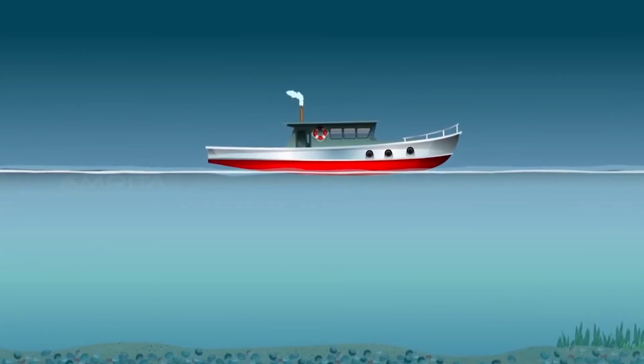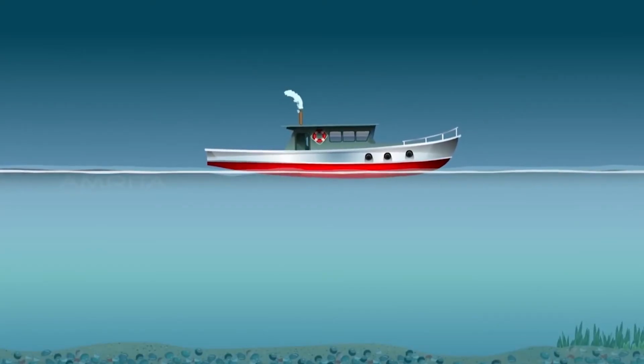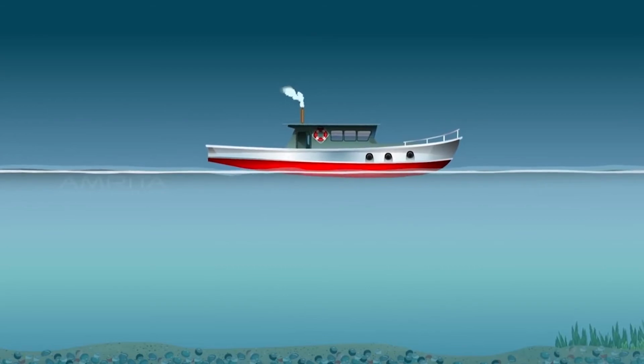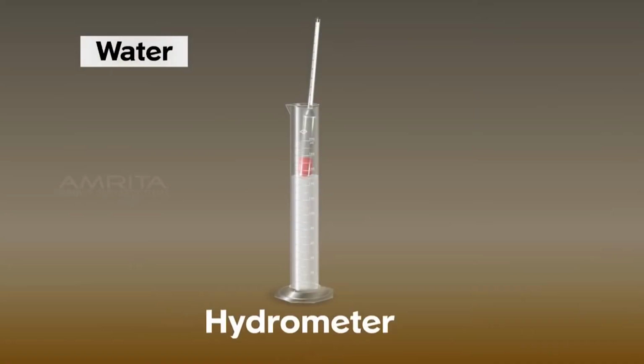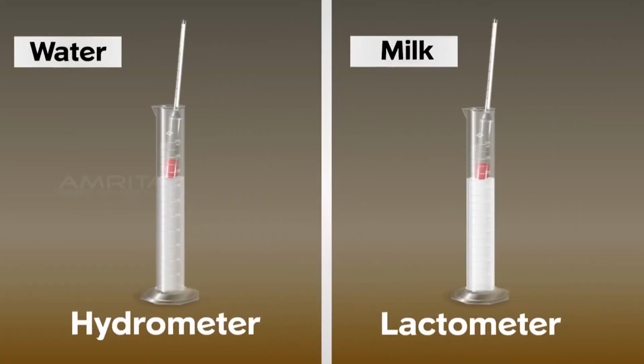Today, there are many things that work based on Archimedes' principle. A few examples include the design of ships and submarines. A hydrometer is used to find the specific gravity of a liquid, and a lactometer is used to determine the purity of milk.